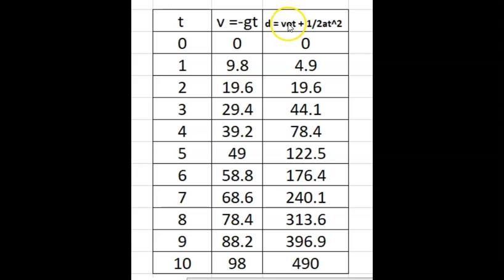And then, of course, the d formula. D equals v0t plus 1/2 at squared. Since v0 is 0, it's just 1/2 at squared. Gravity is 9.8. 1/2 of that is 4.9 times 0 squared times 1 squared times 2 squared all the way down, and this is the distance it's fallen in these amount of times. Let's take a look at the graphs.